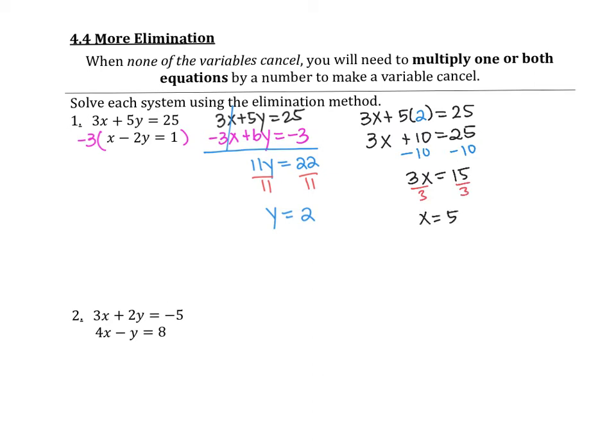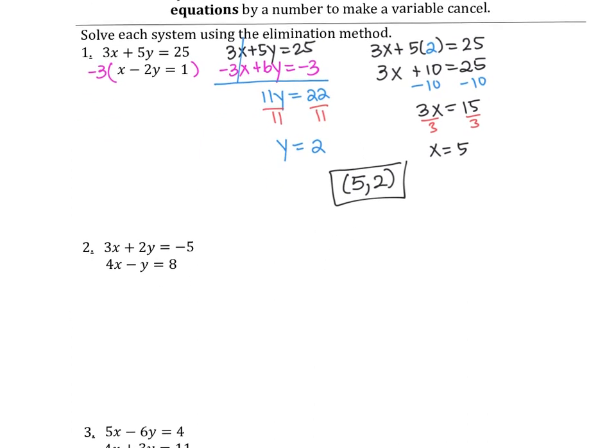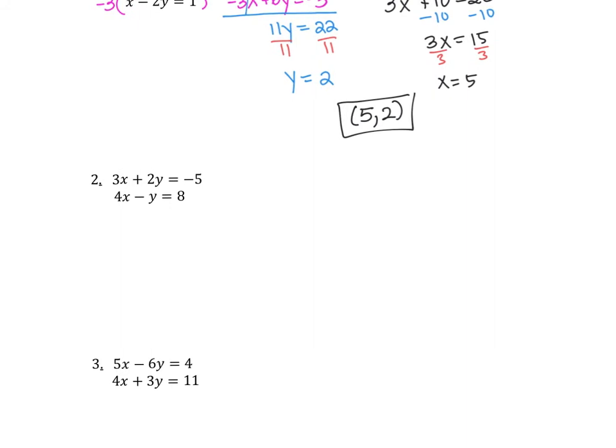So x equals 5, and then remember to write your final answer as an ordered pair. The x goes first, the y goes second. So (5, 2) is my final answer. And if your work is different, but you showed your steps and you got the same answer, then you're fine. Okay, I'm going to go ahead and look at number 2.